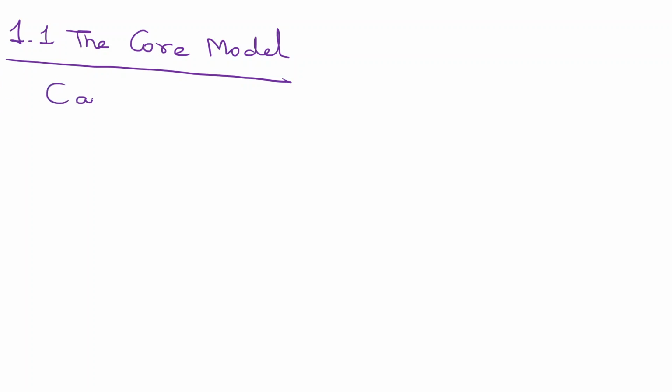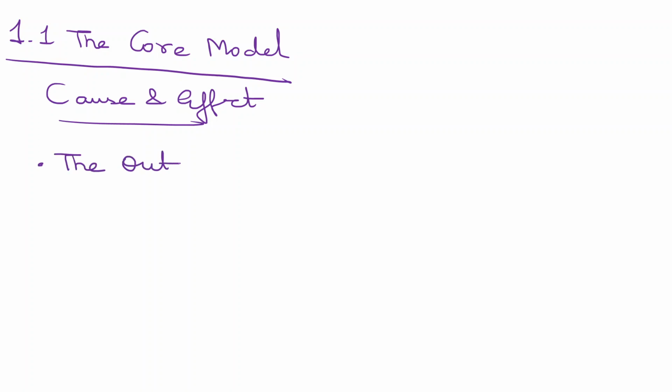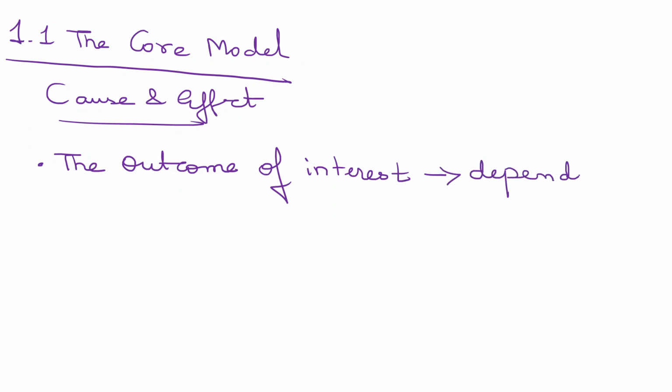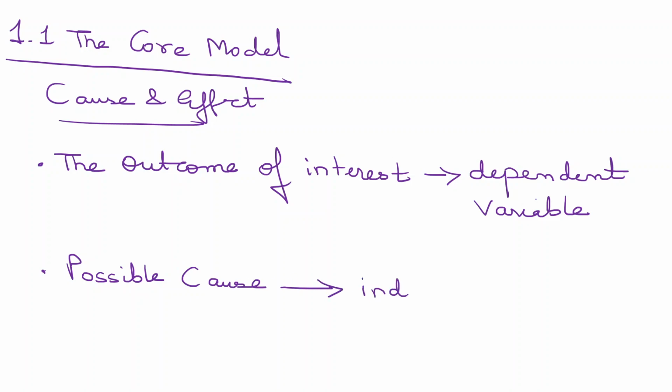in case of cause and effect, the outcome of interest is referred to as the dependent variable, while the possible cause is referred to as the independent variable.